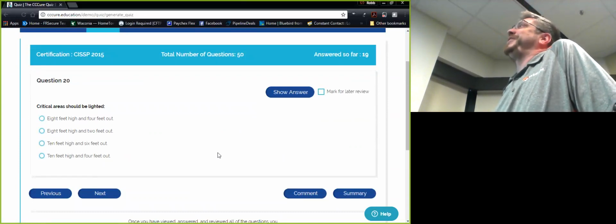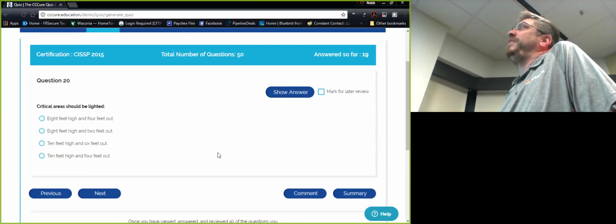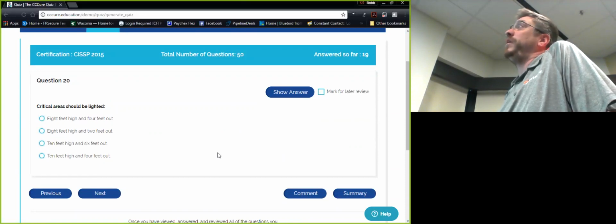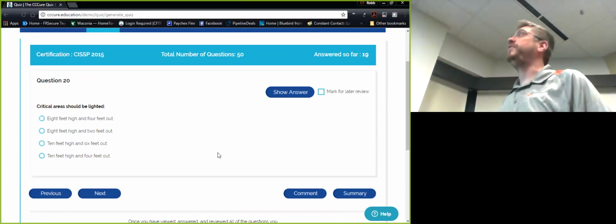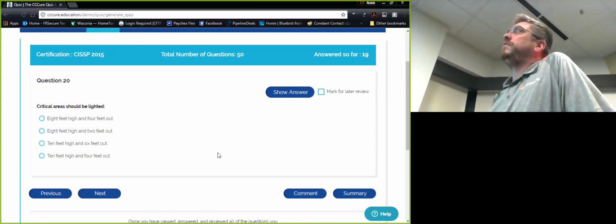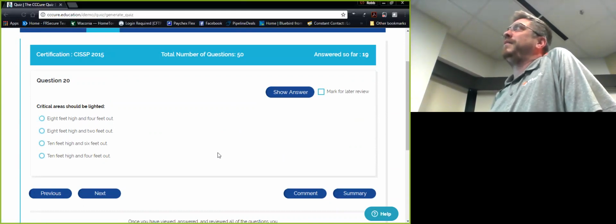Critical areas should be lighted how high and how far out? 8 feet high and 4 feet out, 8 feet high and 2 feet out, 10 feet and 6 feet out, or 10 feet and 4 feet out? This is a memorization question, and it falls under physical security. I think it's A. I know it's 8 feet.